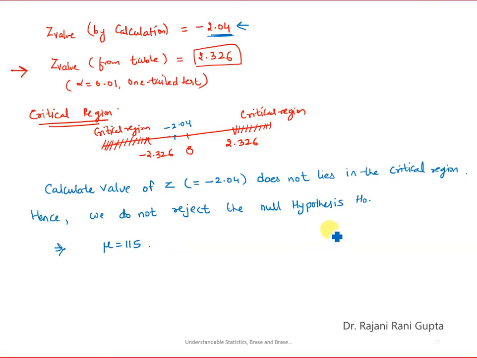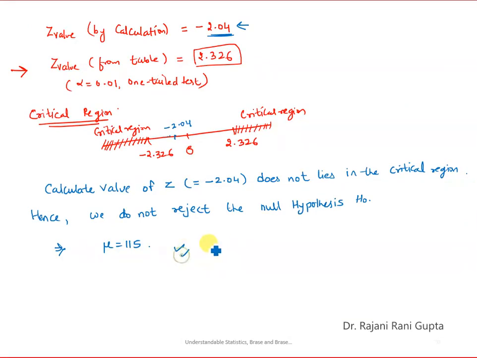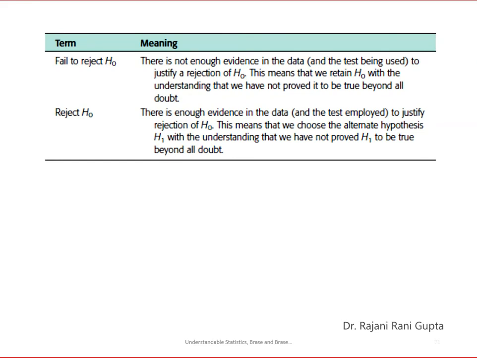So what can we say? It means the average heart rate of Rosie is 115 beats per minute. This is how we make the decision. We are going to use these terms: fail to reject H naught or reject H naught. So we are always making decisions over the null hypothesis.